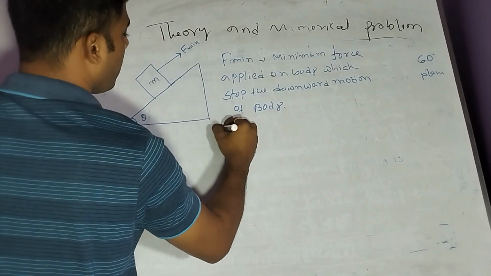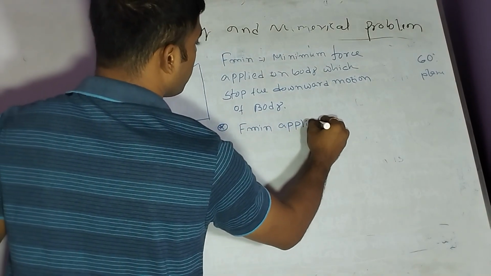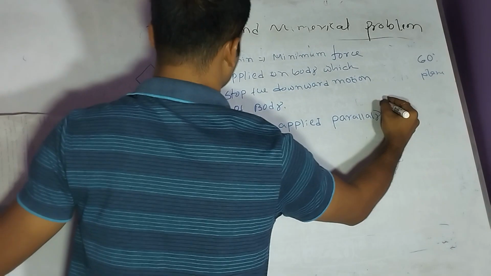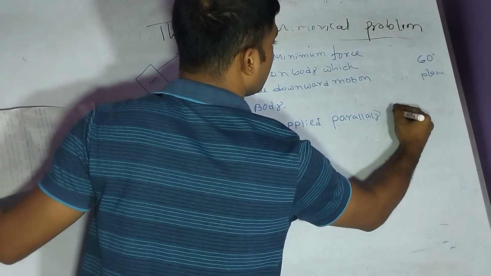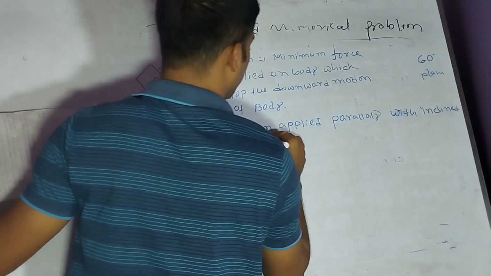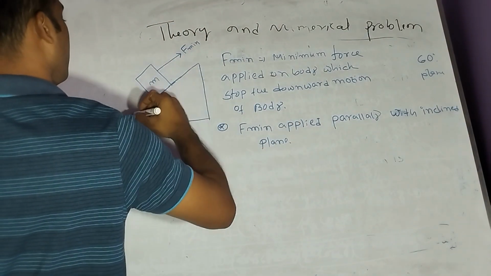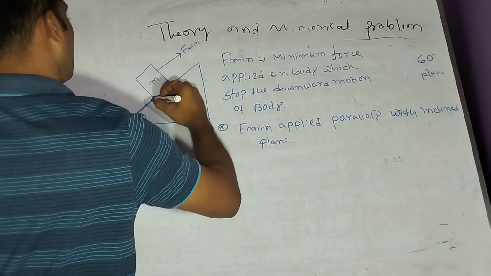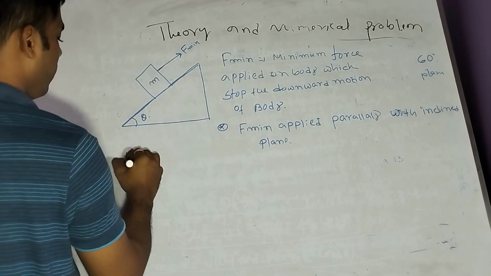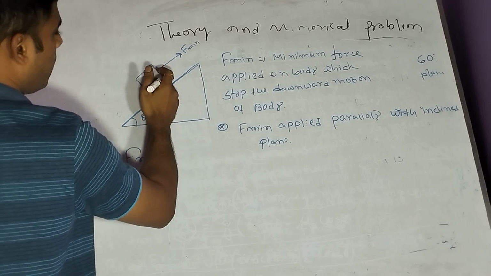And the F min is applied parallel to the inclined plane, parallel with the inclined plane. This is the inclined plane, and the F minimum is applied parallelly. The two lines are parallel. So the direct equation for the F minimum force which can stop the body's downward direction.